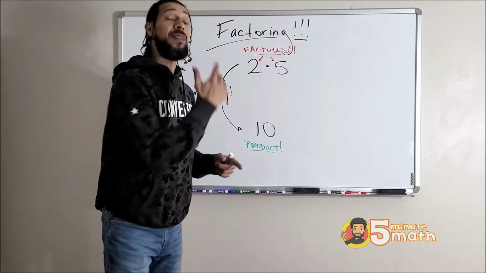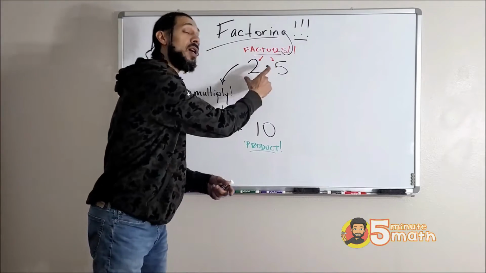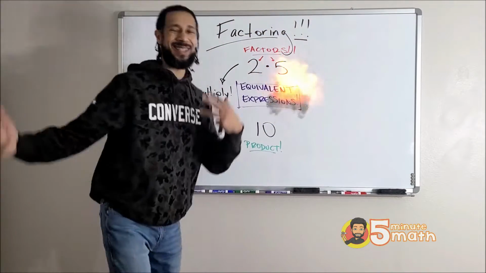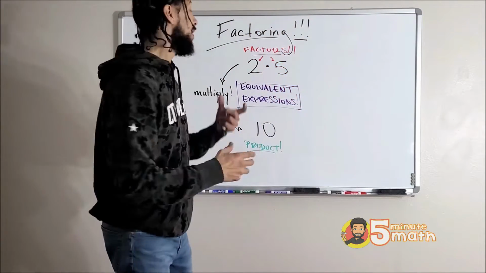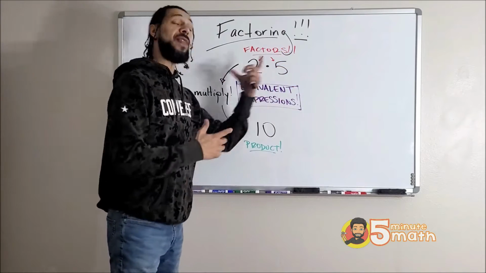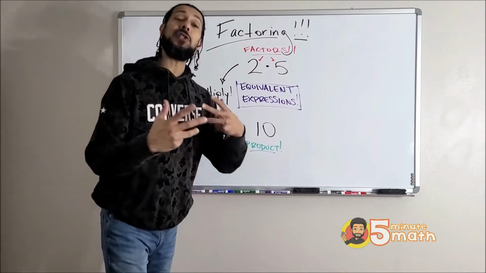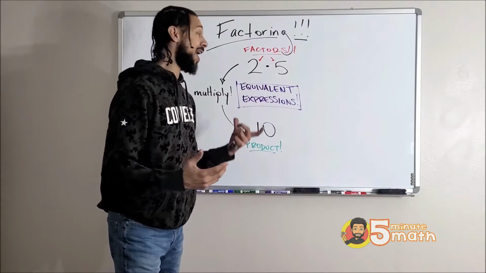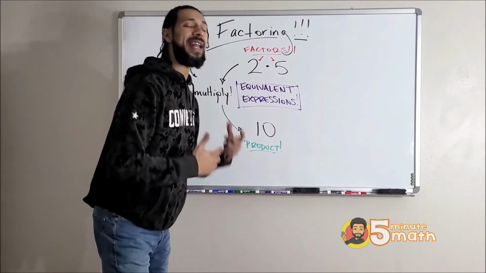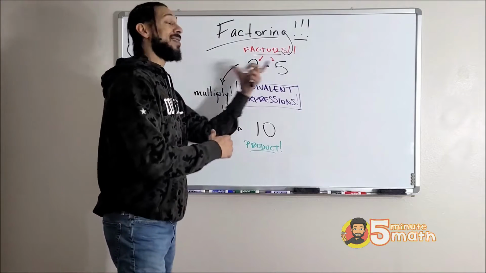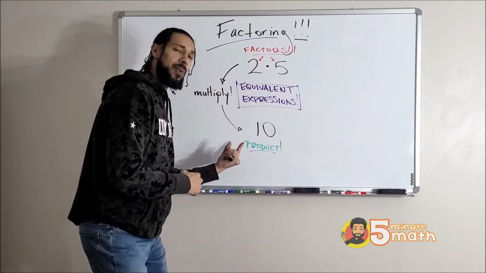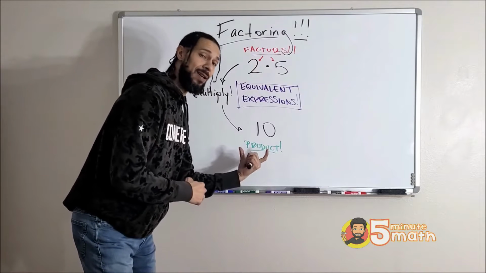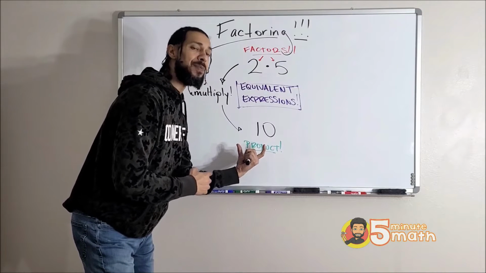Now, these two things, this 2 times 5 and this 10, we have a special name for them. They're called equivalent expressions. They don't look like much, but they mean exactly the same thing. They're just written differently, right? 2 times 5 is 10, and I can write that either way. So when I take those two factors and multiply to get my product 10, I can undo that process.